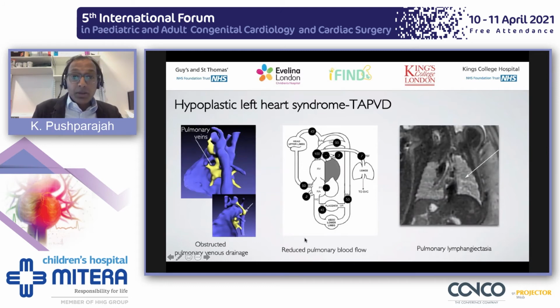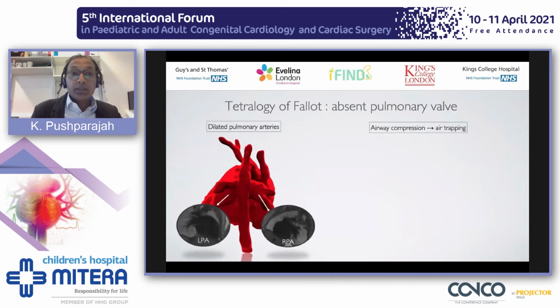We can map out the flow through the whole fetal circulation, and here you can see the pulmonary blood flow is diminished, and then we correlate that with the fetal lung MRI, which in this case shows pulmonary lymphangiectasia. So before the baby is even born, we know this carries a very poor prognosis, and it informs the counselling.